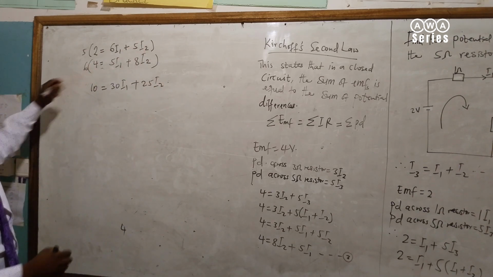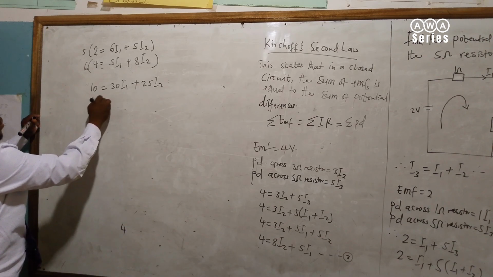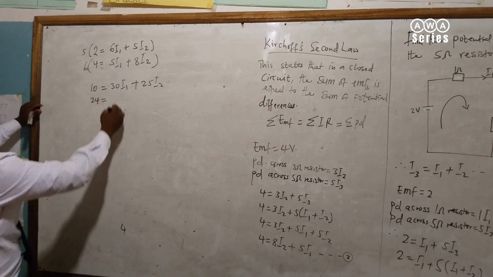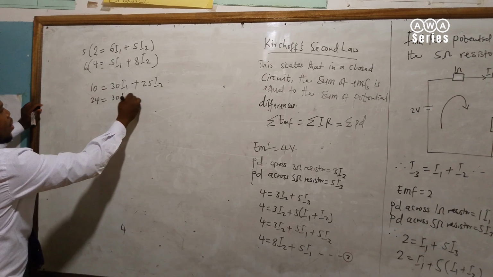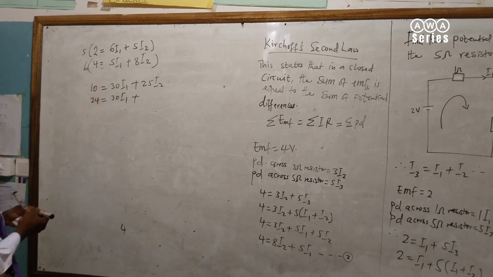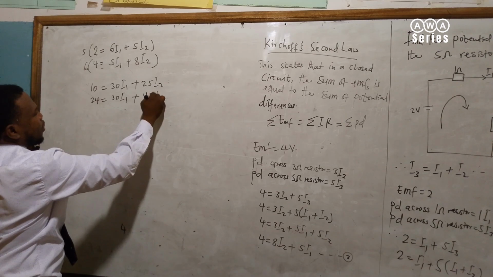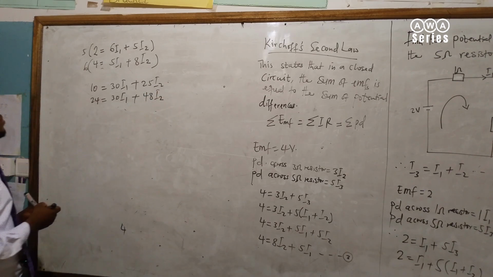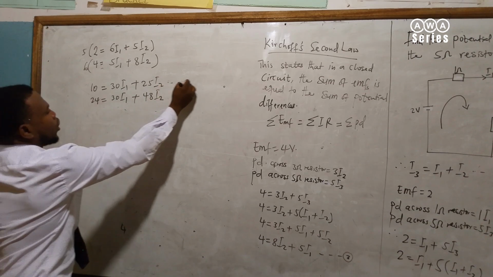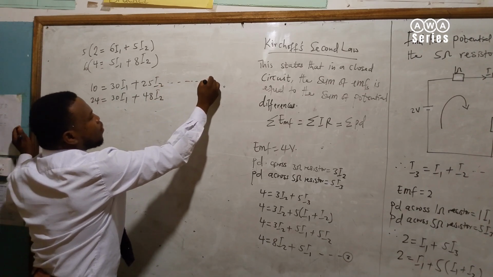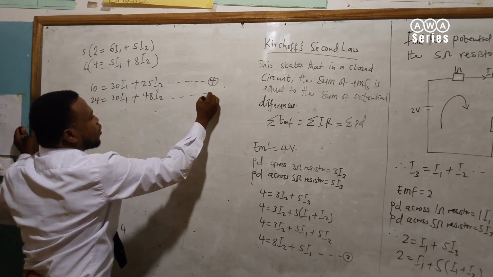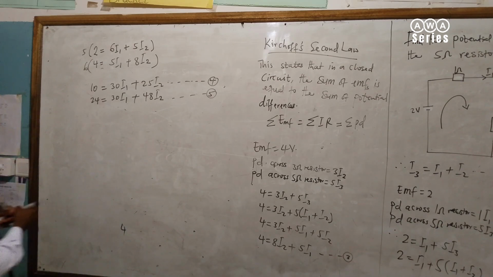Now 6 times 4 is 24, equal to 6 times 5 is 30I1 plus 6 times 8, you have 48I2. Now we can call this equation 4 and this equation 5. So you can subtract equation 4 from equation 5.